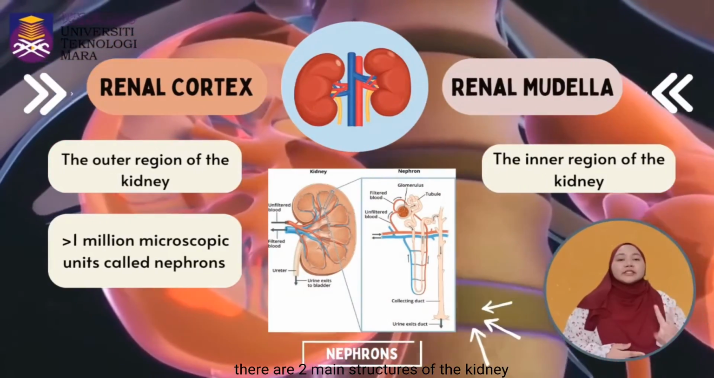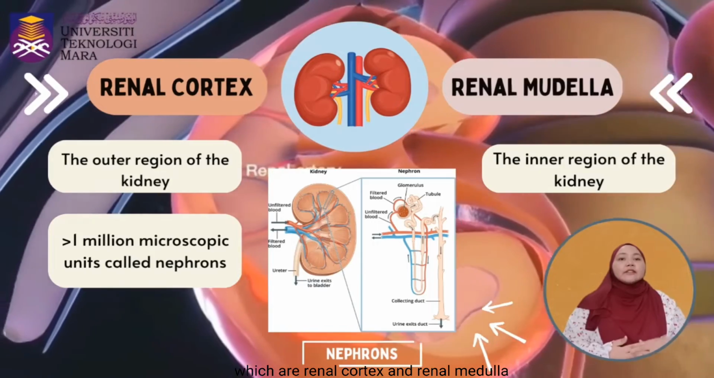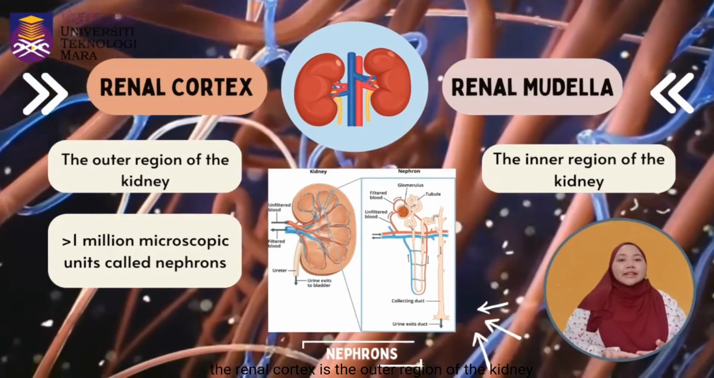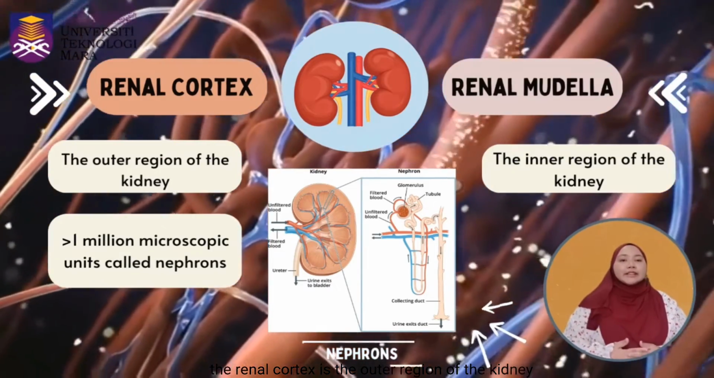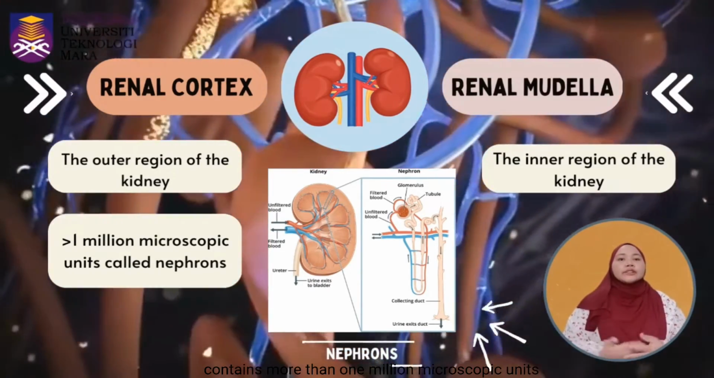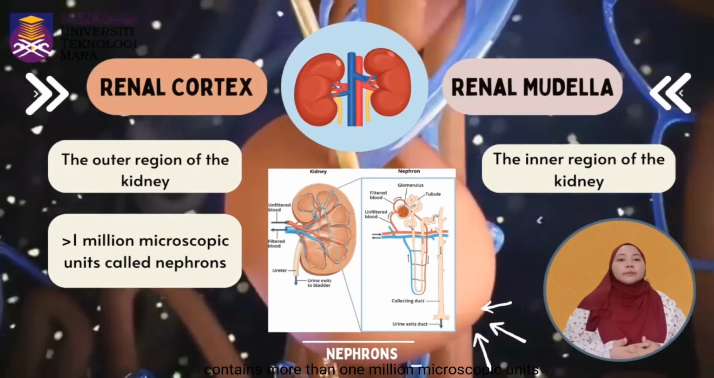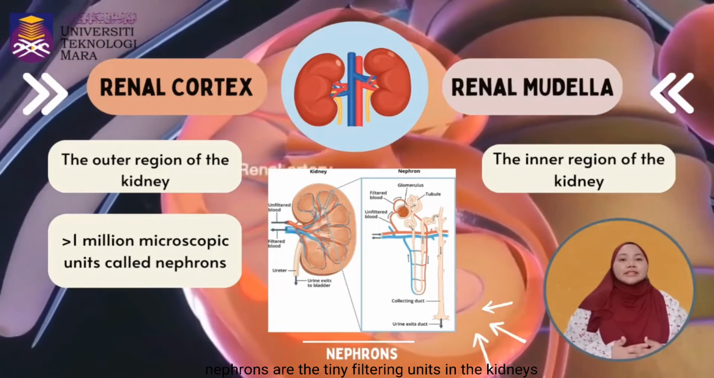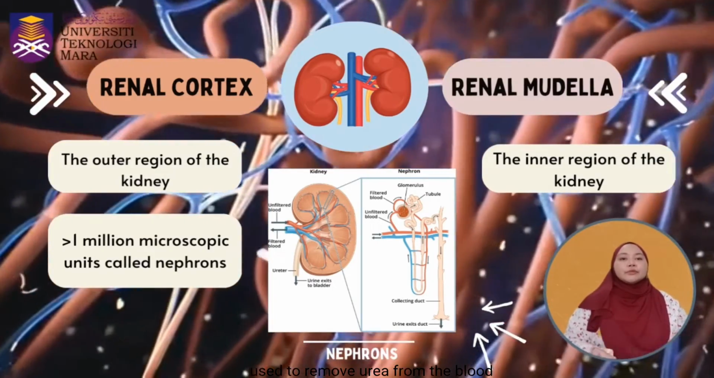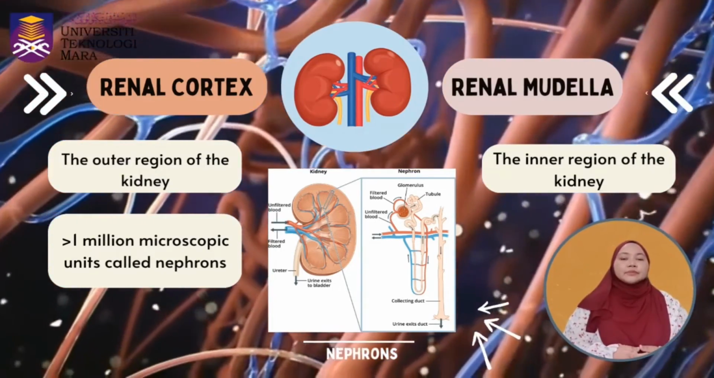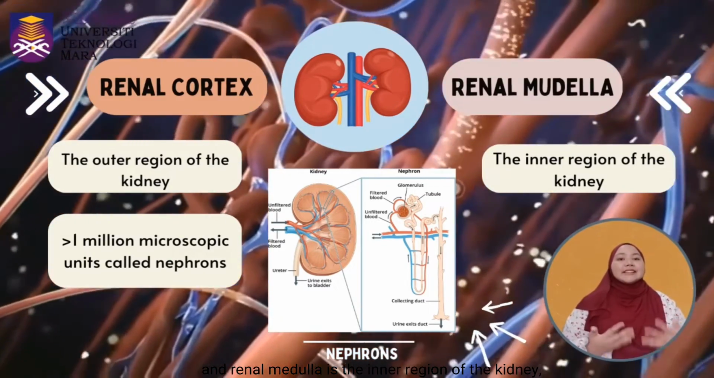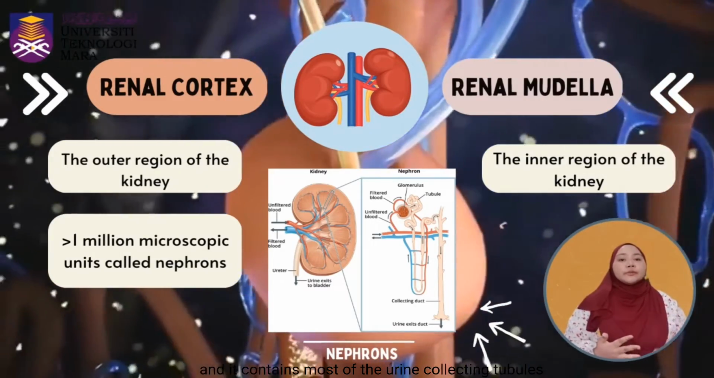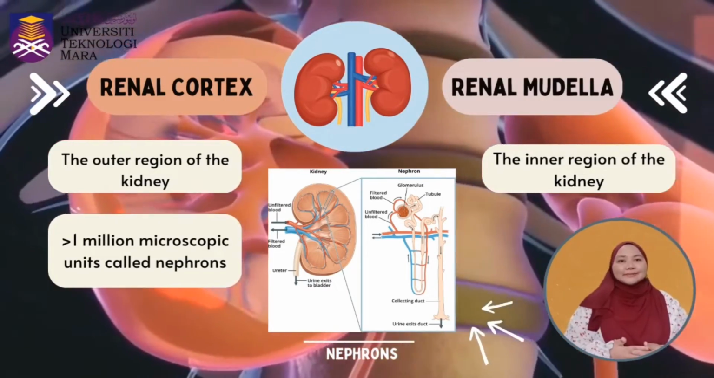There are two main structures of the kidney, which are the renal cortex and the renal medulla. The renal cortex is the outer region of the kidney. This layer of tissue contains more than 1 million microscopic units called nephrons. Nephrons are the tiny filtering units in the kidneys used to remove urea from the blood. And the renal medulla is the inner region of the kidney, and it contains most of the urine collecting tubules.